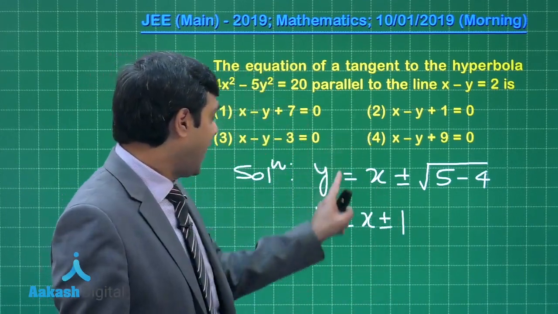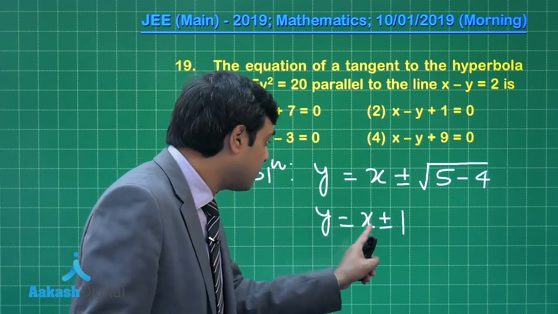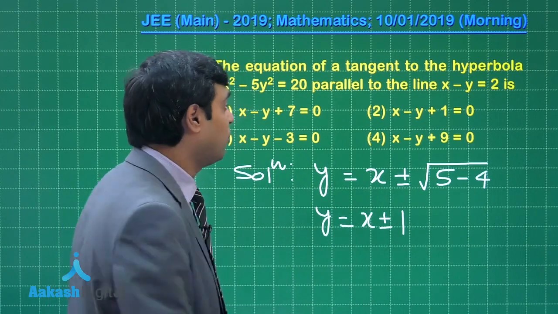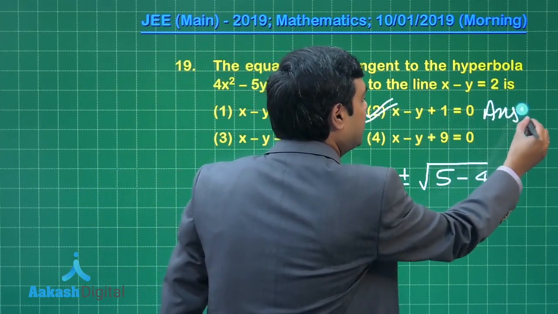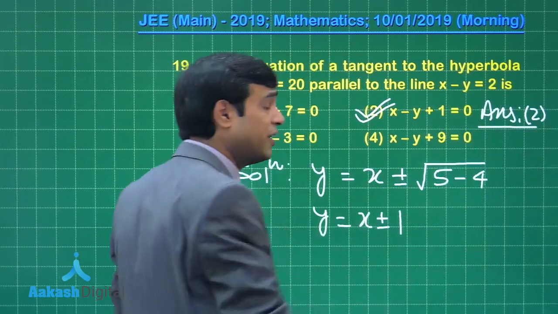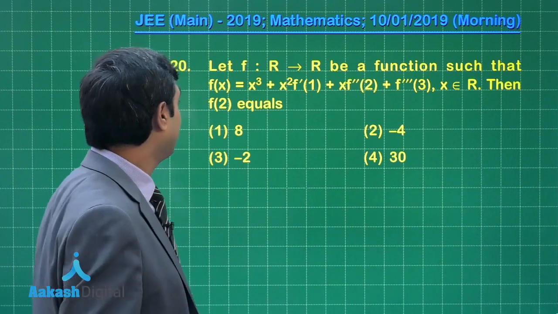Let us see, x minus y, it is given in all. Then we have x minus y plus minus 1 equals 0. Yes, we can see the correct answer is option number 2. I am sure this is clear, a simple question from coordinate geometry. Let's move on to the next question, that is question number 20.